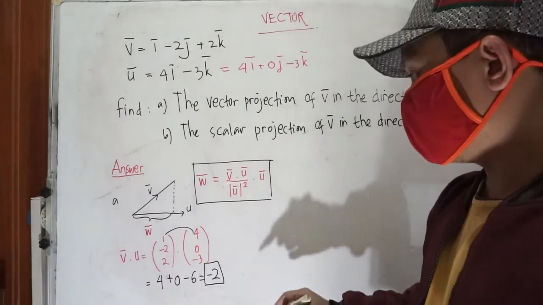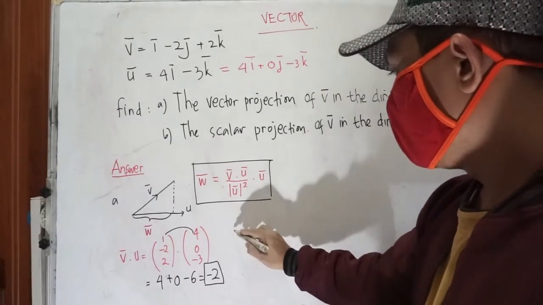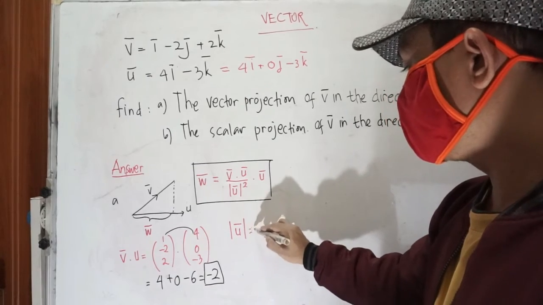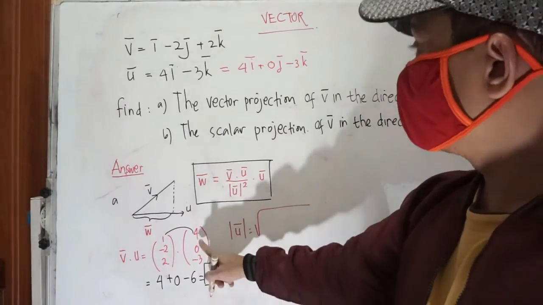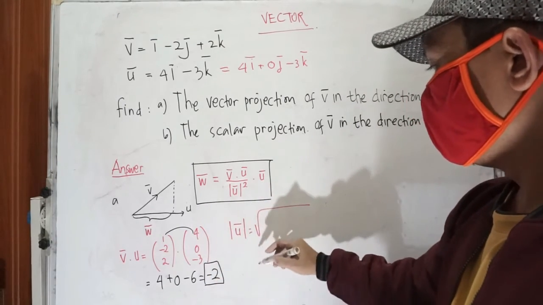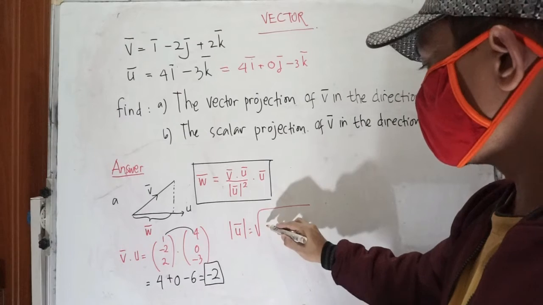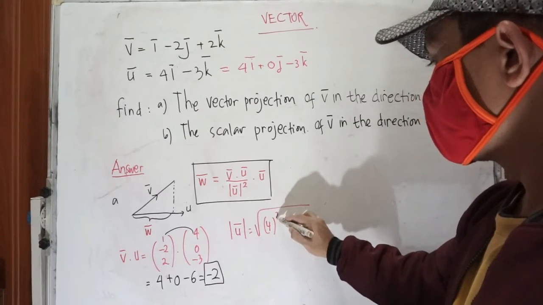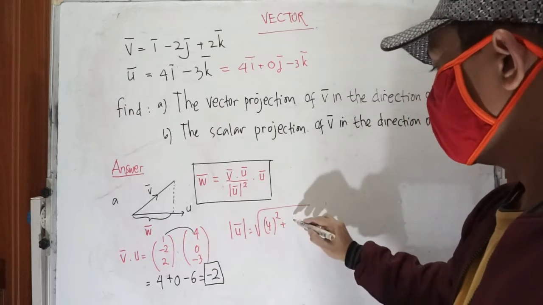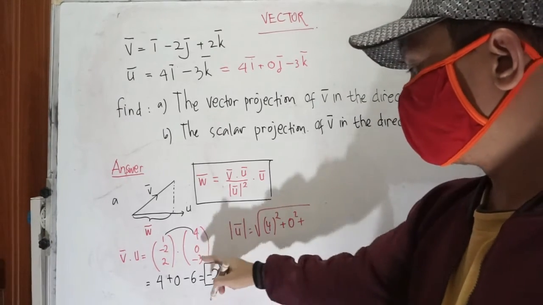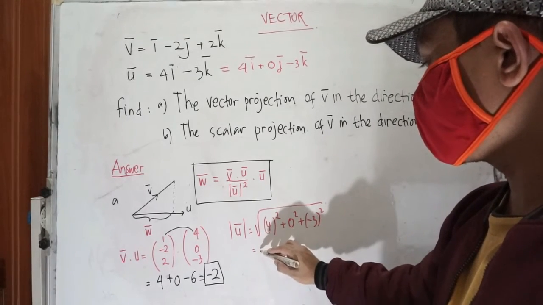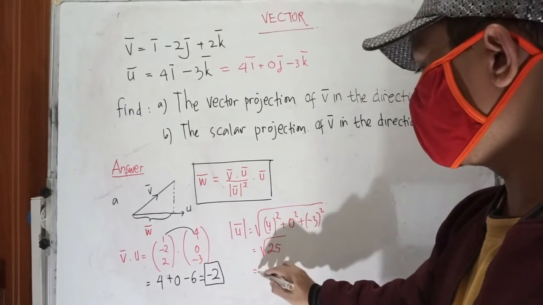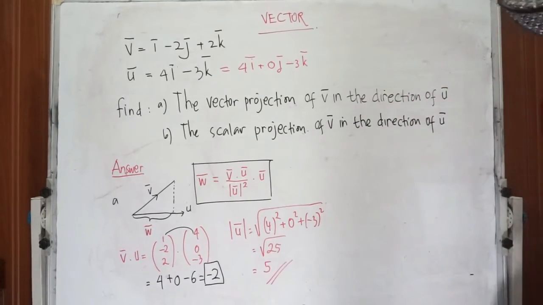Okay, now we go to the magnitude of vector U. The magnitude of vector U is the root of the sum of the squares of the components. So vector U is 4, 0, minus 3. So the magnitude of vector U is 4 squared plus 0 squared plus minus 3 squared, right? You got the magnitude of vector U is root of 25. So you got 5. Okay?